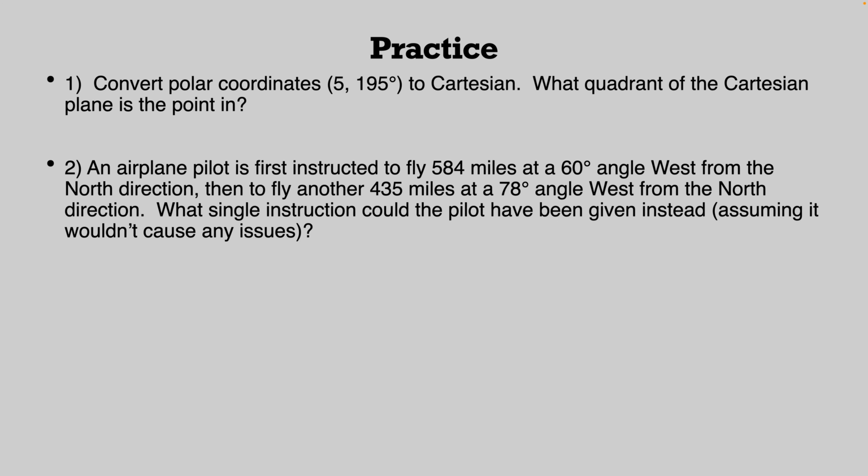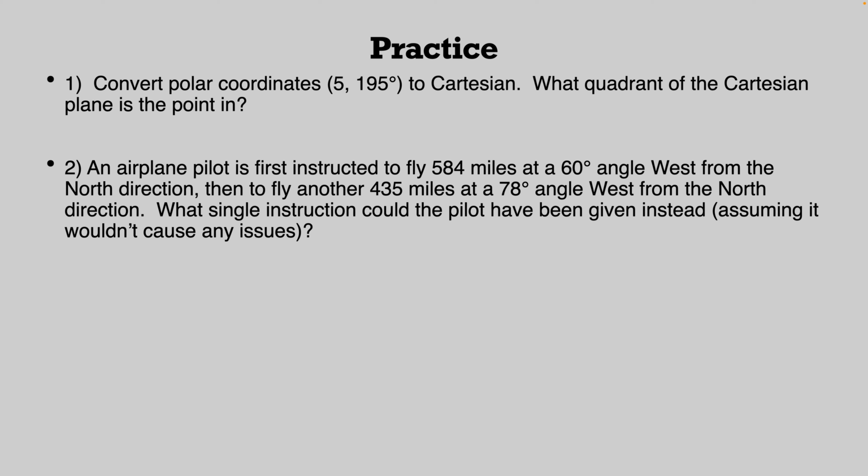So with all that brings us to our practice. The first one, pretty simple, is just converting some polar coordinates to Cartesian. And once you get those Cartesian coordinates, you should be able to tell what quadrant of the plane the point is in. And the second one is maybe more of a real world problem. Maybe probably not. I don't think something like this would come up, but just for fun.